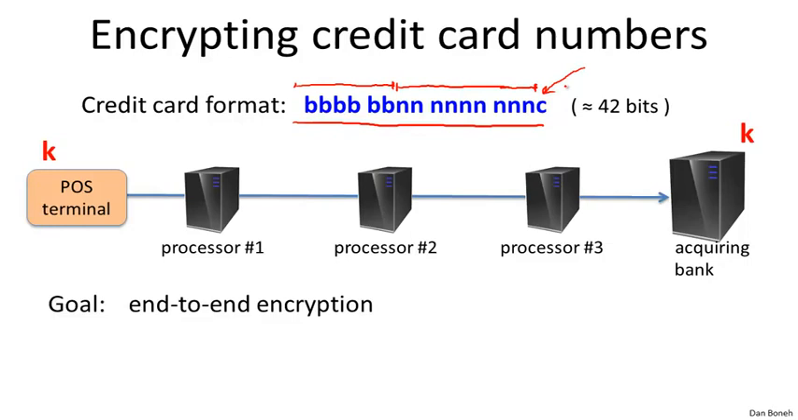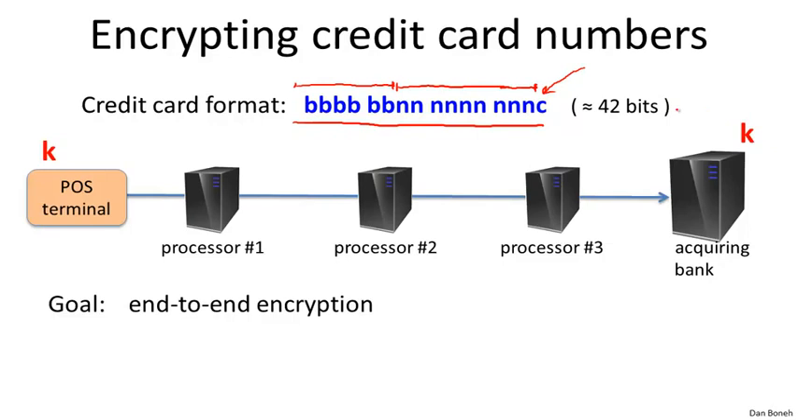So there are about 20,000 BIN numbers, and if you do the calculation, it turns out there are about 2 to the 42 possible credit card numbers, which corresponds to about 42 bits of information that you need to encode if you want to represent a credit card number compactly.